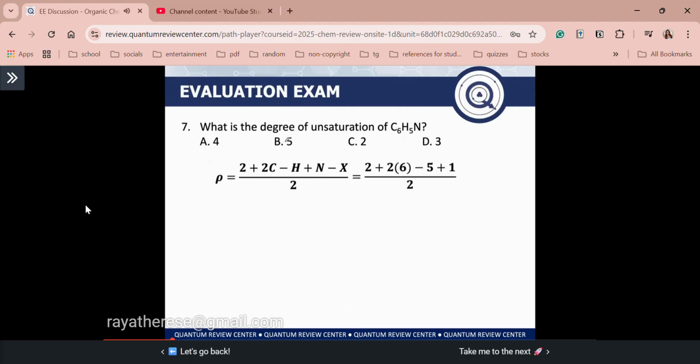So, direct plug-in lang yan. Constant 2 plus how many carbons? 6 times 2 minus how many hydrogens? 5 plus how many nitrogen? 1. So, direct plug in, our answer here is 5. Alright, so class, again, you can use a different variation ng formula for DU. As long as you can get the exact correct DU, you're good to go. Kasi yung iba nag-worry, sir, parang may nakita po akong variation sa different reference. Class, again, different references will follow different DU formulas. So, dapat make sure lang na they will yield the correct DU equivalent.